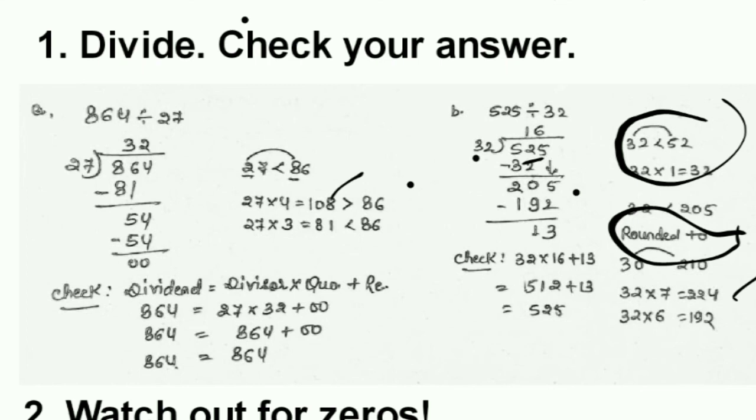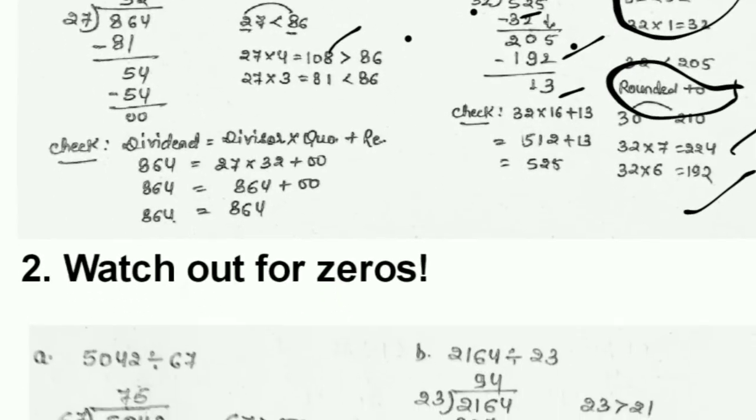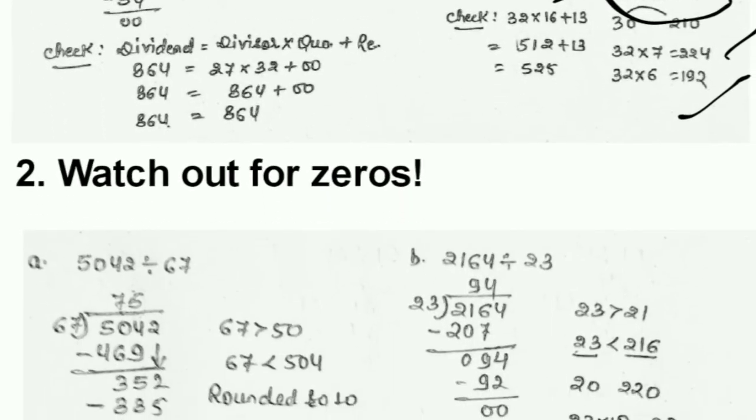Now 32 into 6 is 192. So that number we write here. After that, 205 minus 192 we get 13. And then we check also: divisor multiplied by quotient plus remainder. We get the same answer, 525.